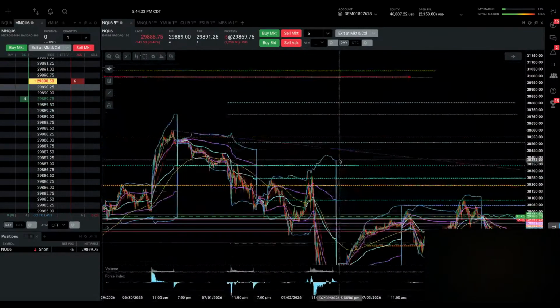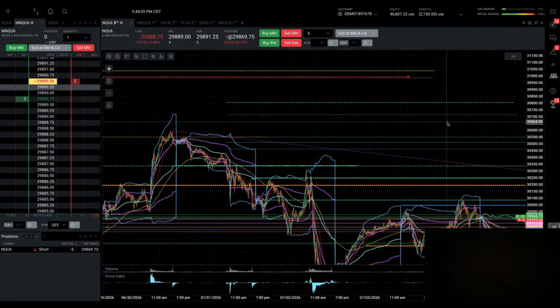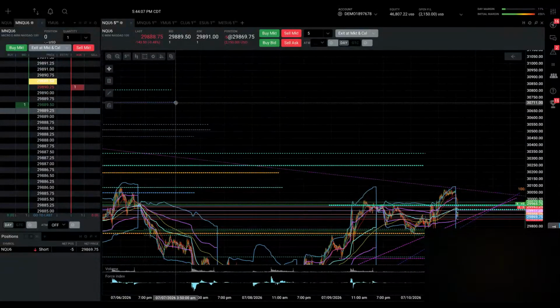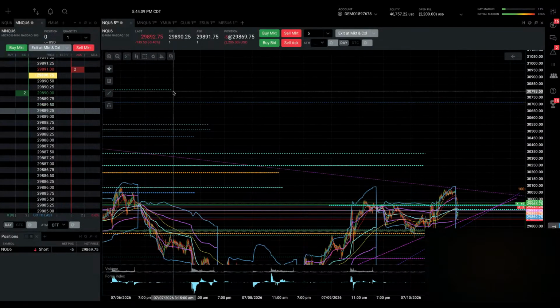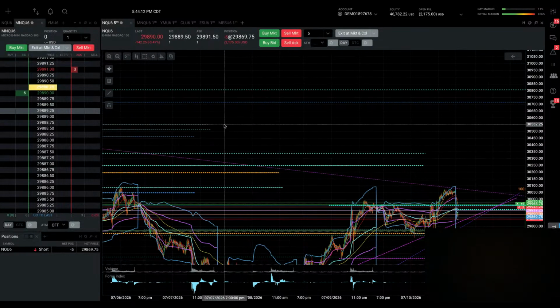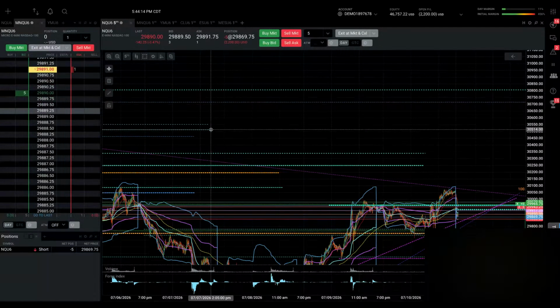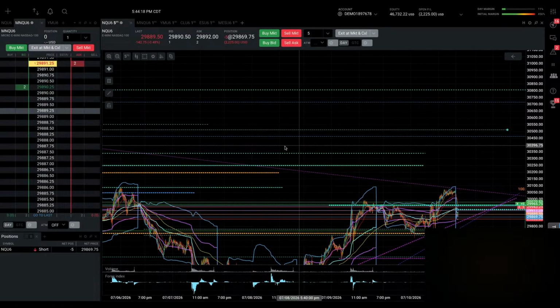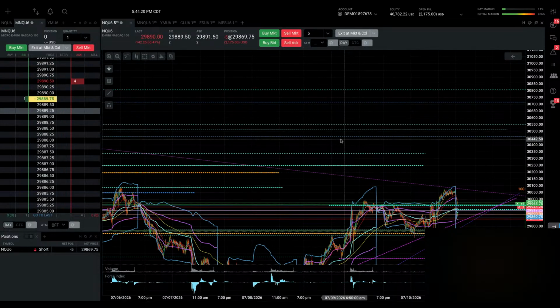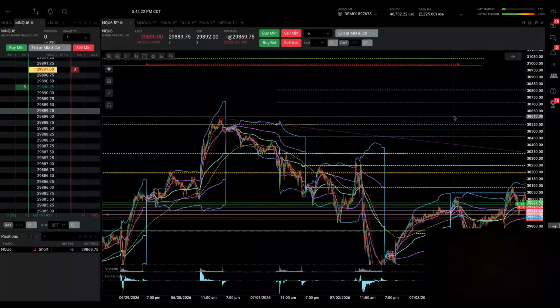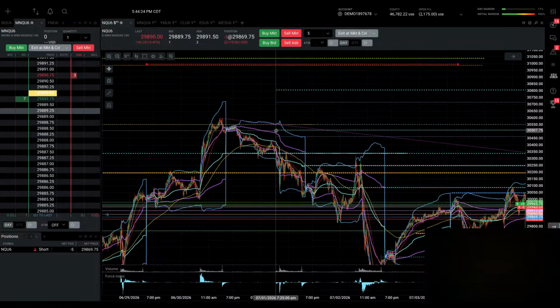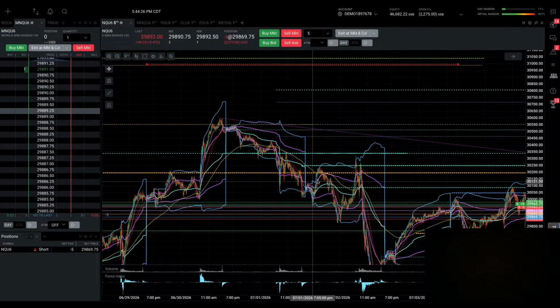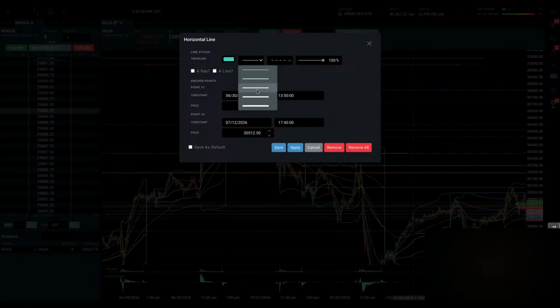Let's see what else. Let me pull these over a little bit, just in case we do start to run up into these zones here. All right, this VWAP right there. There it is. Perfect. Make that one a little thicker.